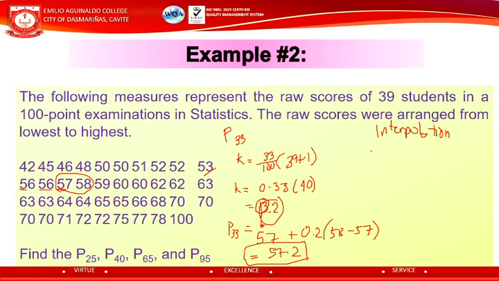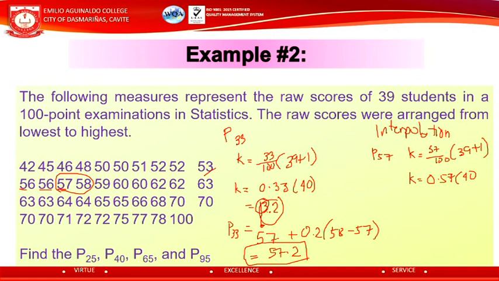Okay. So let us try to solve another problem. What if we're looking for the 57th percentile, sorry, not the 57th data point. We have to look for the 57th percentile. So first things first, kuhanin muna ulit natin yung location, that is 57 divided by 100 multiplied by n plus 1, which is 39 plus 1. Then k will now be equal to 0.57 multiplied by 40.